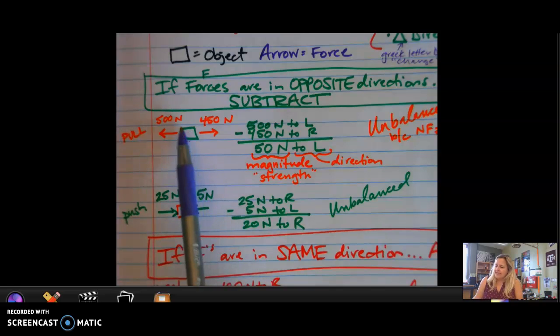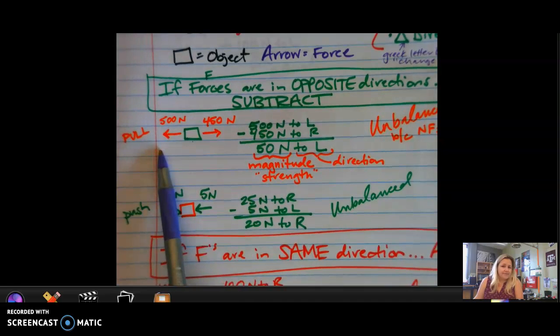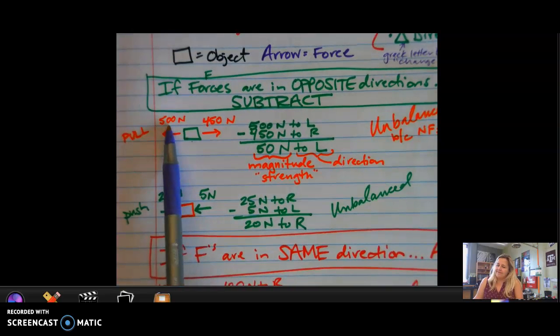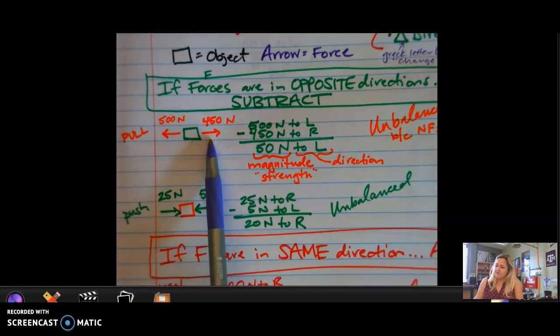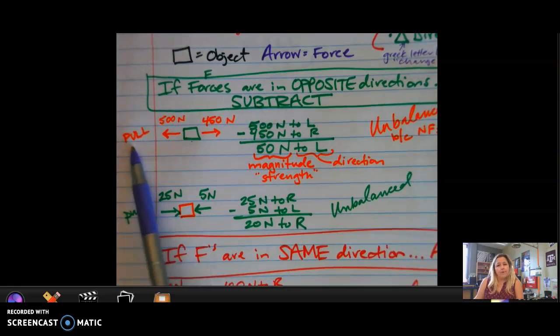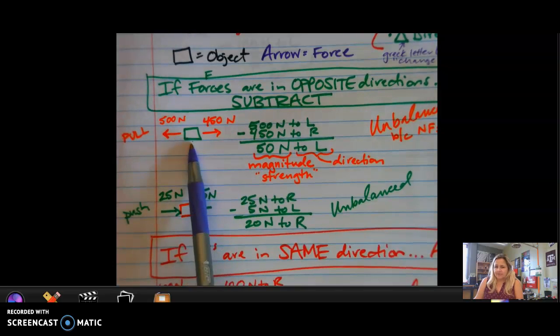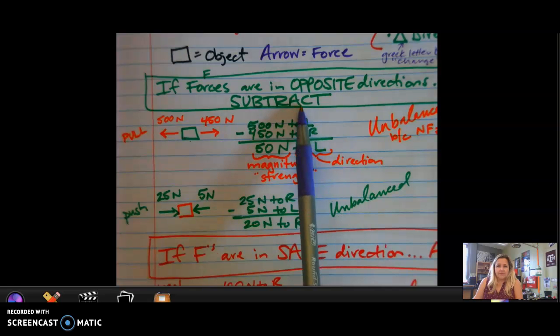Okay, so let's say I have an object and I have two forces pulling on it. Maybe this is like a rope and you're playing tug of war at field day. Okay, so you got 500 newtons going to the left. Notice the direction the arrow is pointing. Okay, 450 newtons to the right. Notice they're both going away from the box. They're both exhibiting a pull. All right, but they're going in opposite directions, so they're working against each other. So mathematically, if the forces are in opposite directions, you're going to subtract because they're working against each other.